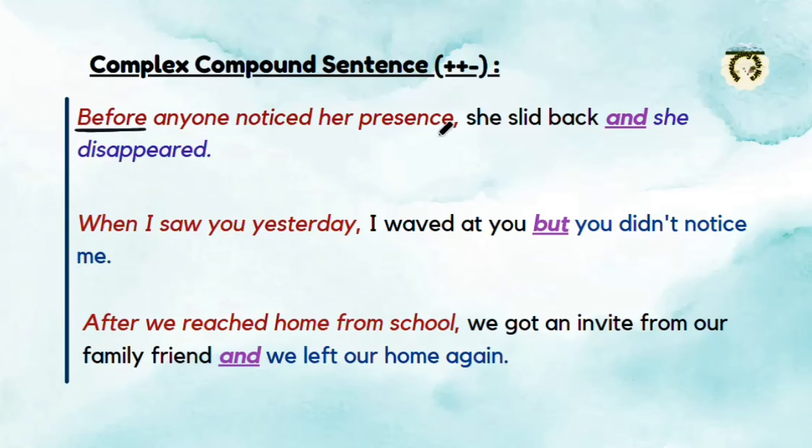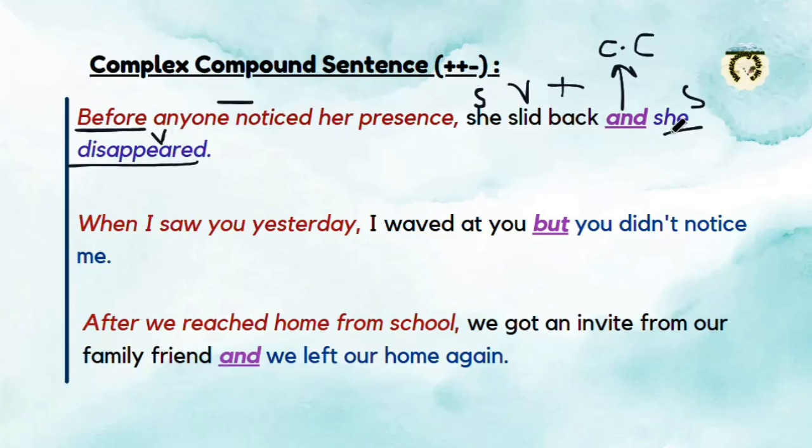Before anyone noticed her presence, she slid back and she disappeared. Subordinate clause, beginning with a subordinate conjunction. She slid back, subject, verb, a complete sentence, plus sign, and coordinate conjunction, right? She, again subject, disappeared, verb, complete sentence. Before anyone noticed her presence, she slid back and she disappeared. So minus, plus, plus, complex compound sentence.